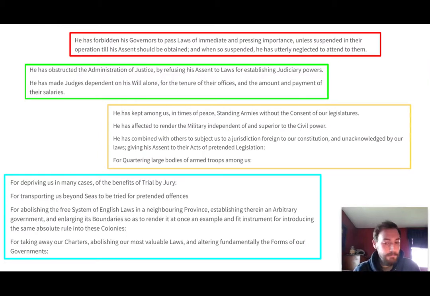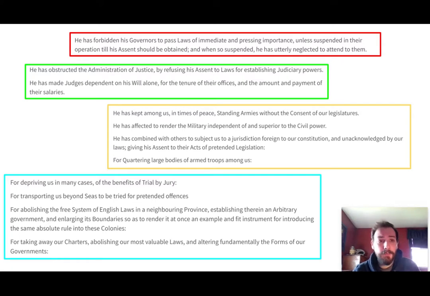Red box. The king is making laws without any consent from the colonists or Parliament. He is the sole lawmaker in the government, and that isn't how a constitutional system is supposed to be. That's not even really how the British system is supposed to work. So he's not enforcing any laws. That's a big red flag.